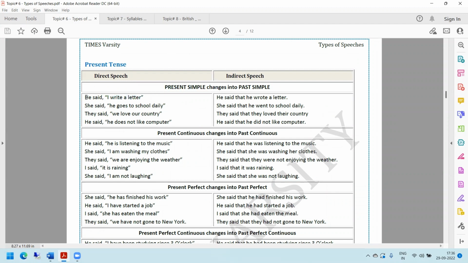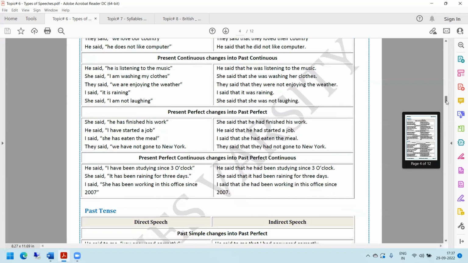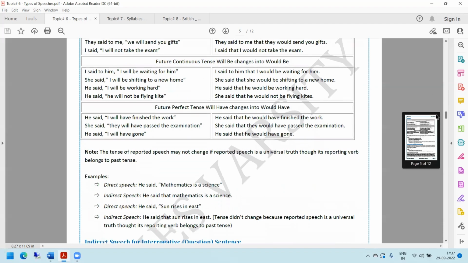That's why he said, I write a letter. But in indirect speech, he said that he wrote a letter. So it changes from present simple to past simple, based on the form of the verb or tense of this verb. All right. So now in some special cases, the tense of reported speech may not change if the reported speech is a universal truth, though its reporting verb belongs to past tense.